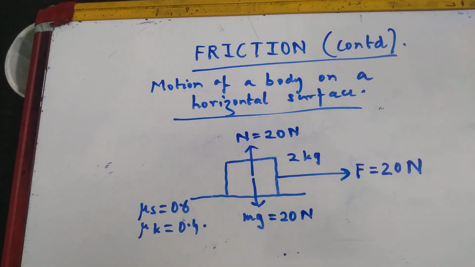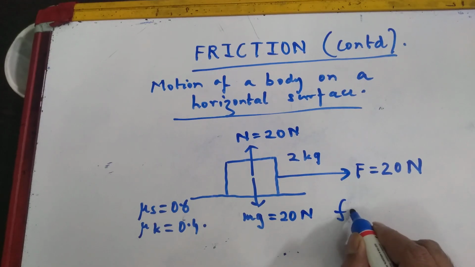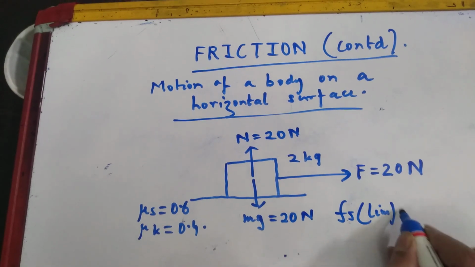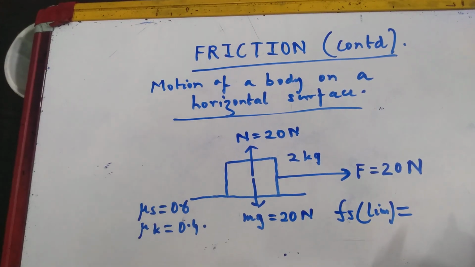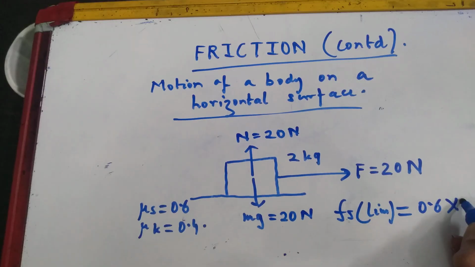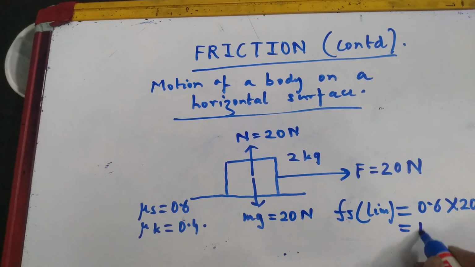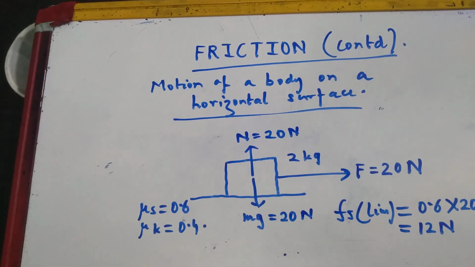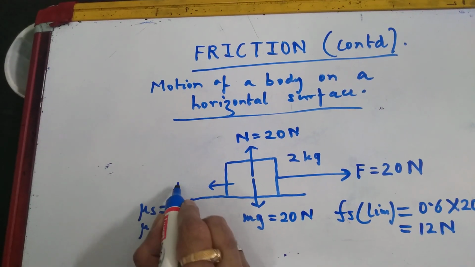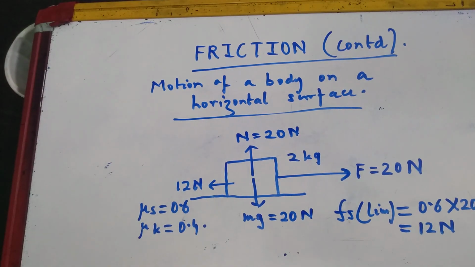Okay. So we know that friction will oppose relative motion between the block and the surface with which it is in contact as long as possible, and limiting static friction in this particular problem will be 0.6 into 20. So 0.6 into 20 will be 12 Newton towards the left. Fine. So 12 Newton towards the left is not enough to keep the body at rest relative to the surface with which it is in contact.